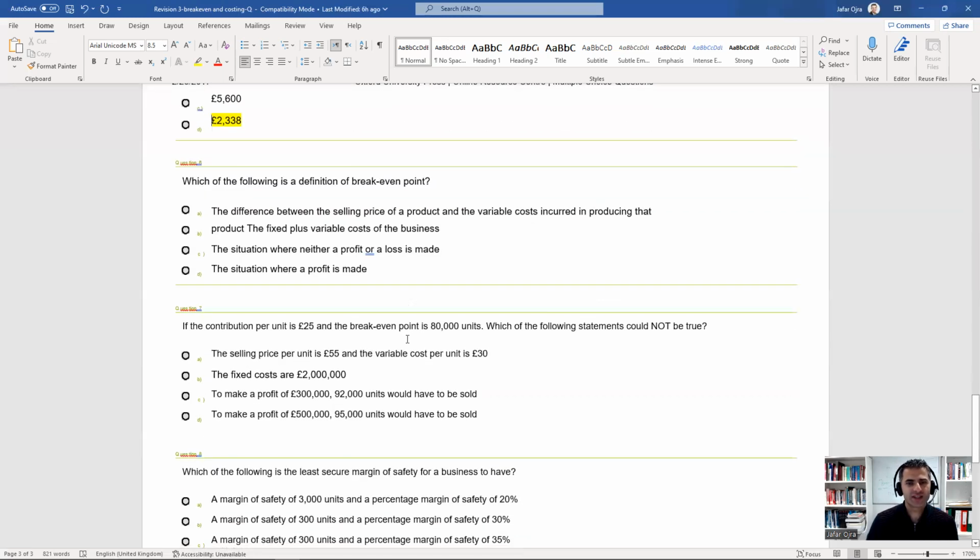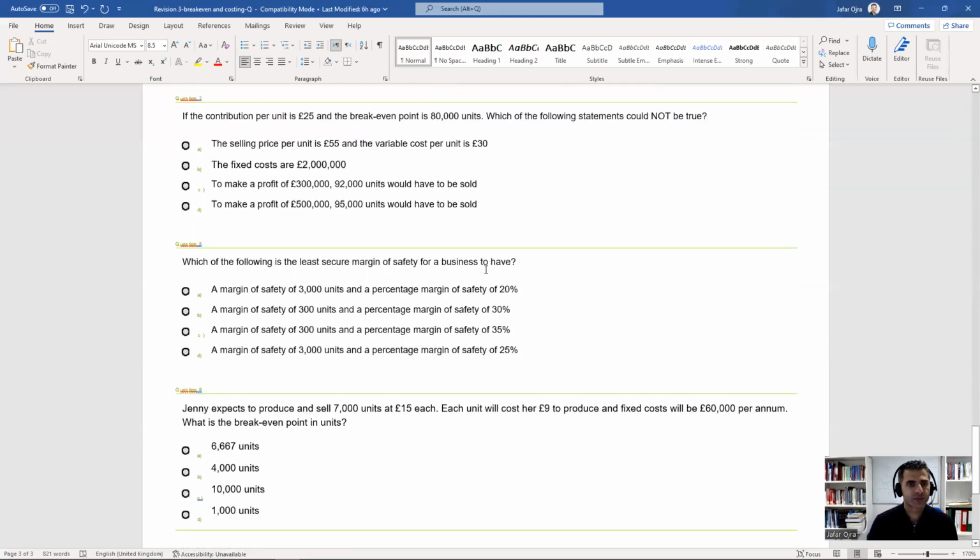Which of the following is the definition of break-even point? Break-even point is the point when the business doesn't achieve profit or loss. There is no profit, there is no loss. So if you look at the options here, you can see that's the best one: the situation where there is neither a profit nor a loss made. So the answer is C. The answer is C. Question number 7.